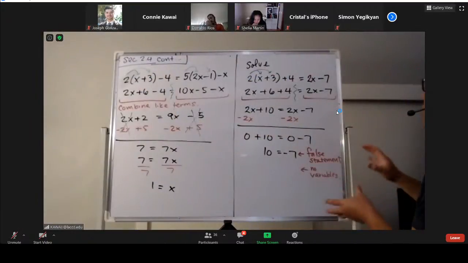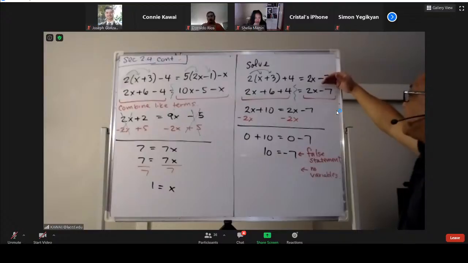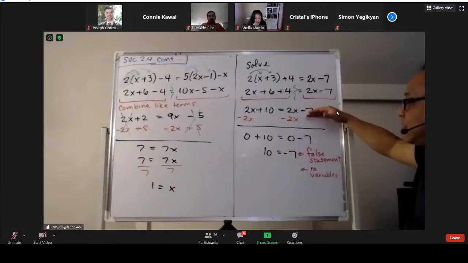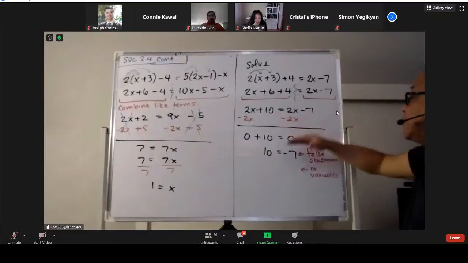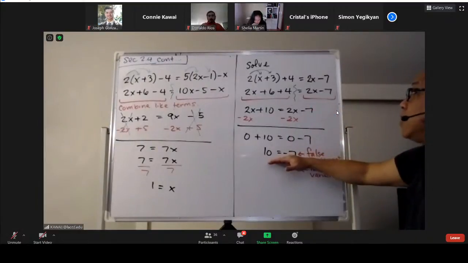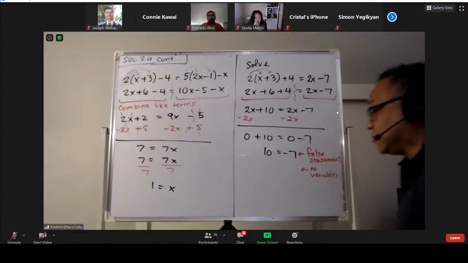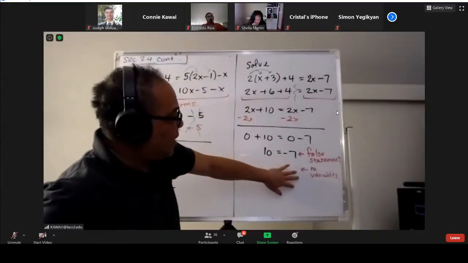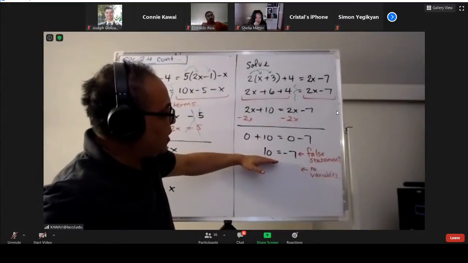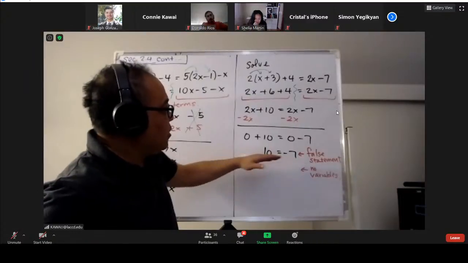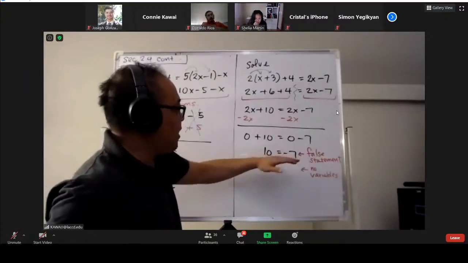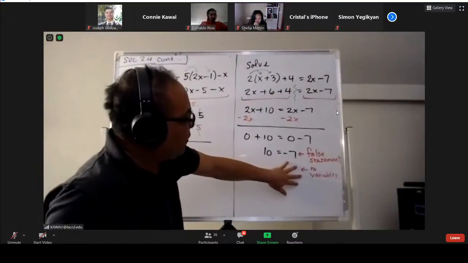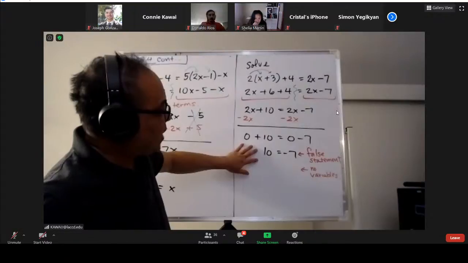Now we're using the same logic here. The answer to this is the same as the answer to that. The answer to this is the same as the answer to that. The answer to this is the same as the answer to this, which is a false statement, which means that there is no solution. Right? We came all the way down, we have no variables, and we've come down to the statement that just says 10 is equal to negative 7. Now, whether you had 0 is equal to 17 or negative 17 is equal to 0, it doesn't matter. What matters is that there's no variables and that this is not a true statement.